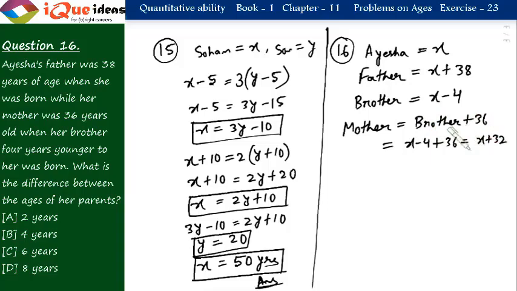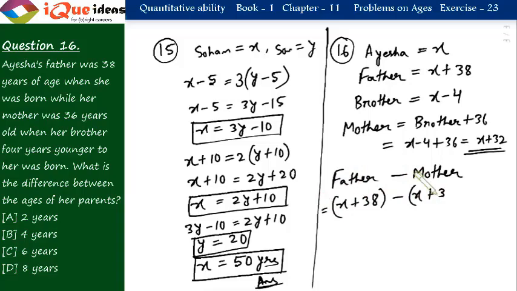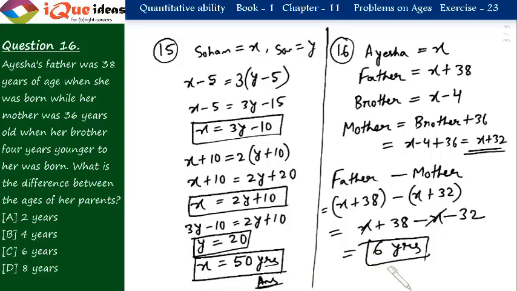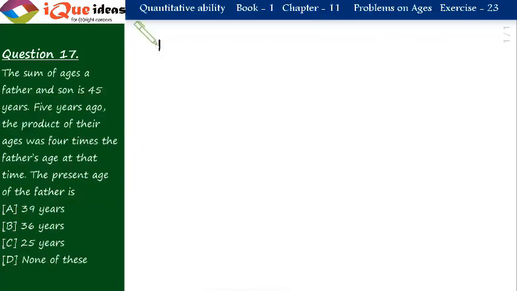So we have expressed present ages of everyone involved in terms of x, where x is the present age of Ayesha. Now the question, what is the difference between the age of her parents? So it is father minus mother, that is what we have to find. Now father's age is x plus 38. Mother's age is x plus 32. As you can see, x will get cancelled. x plus 38 minus x minus 32. x gets cancelled, 38 minus 32 is 6 years. So the difference of ages of the parents is 6 years. Okay. Now let's take up question number 17.